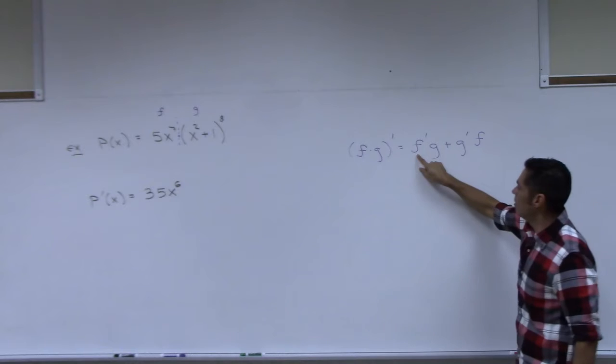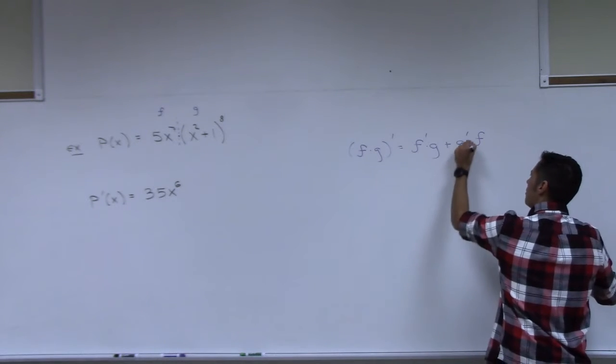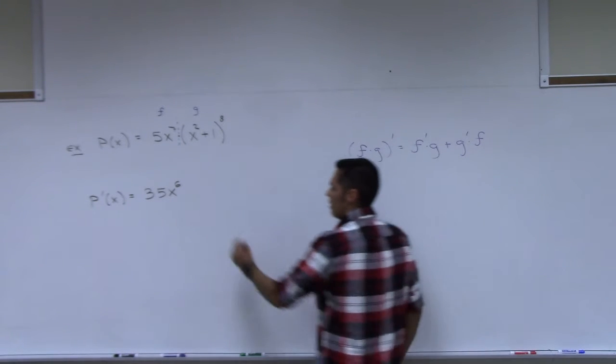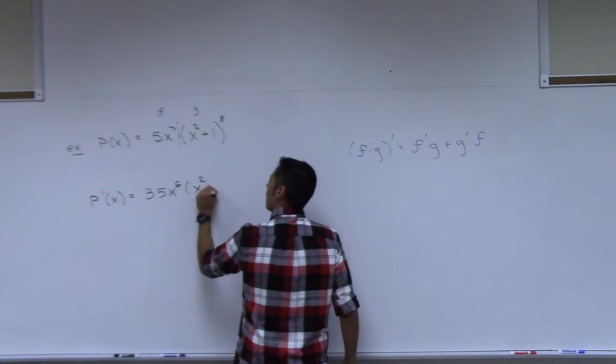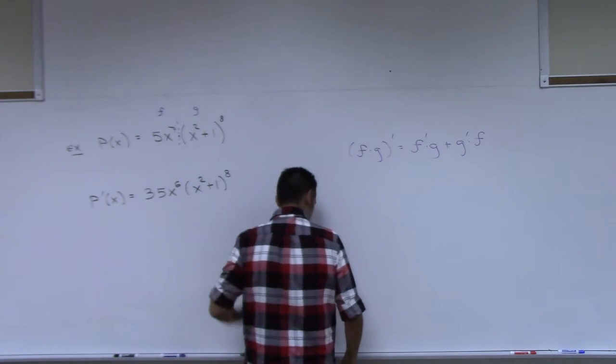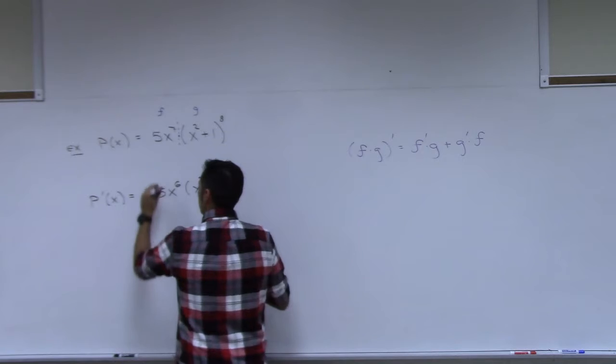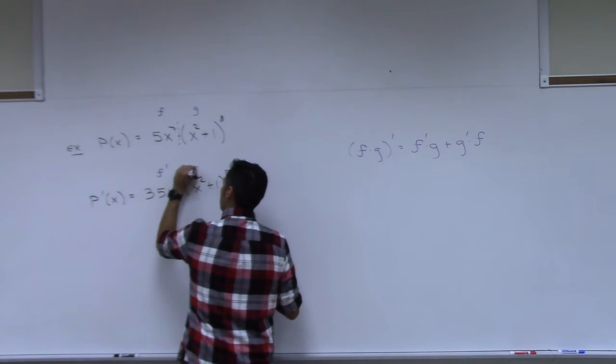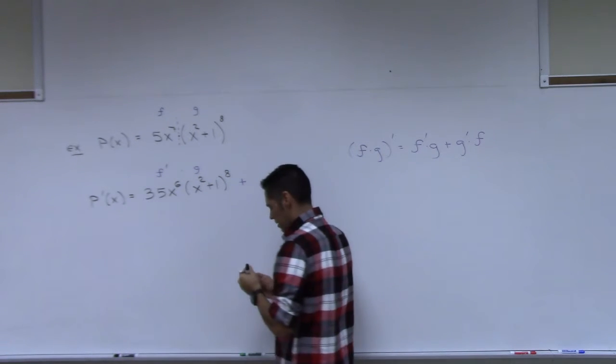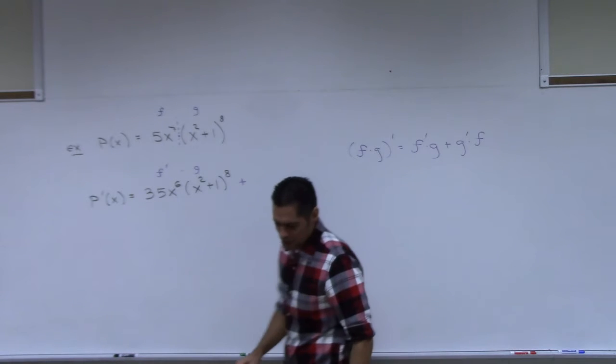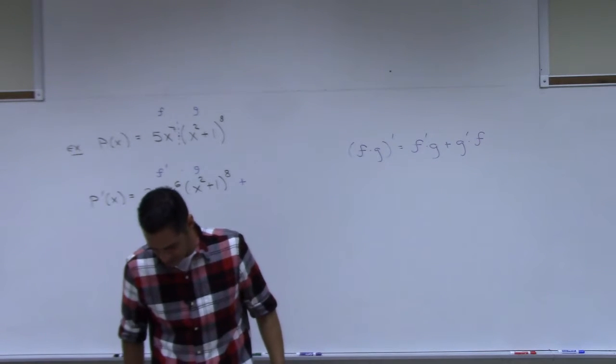So we got that. Then times, and then you put parentheses, x squared plus 1, close parentheses to the 8. There you go. That's it right there. Everyone see that? This is f prime times g plus. Now, who's the lucky one that gets this piece?